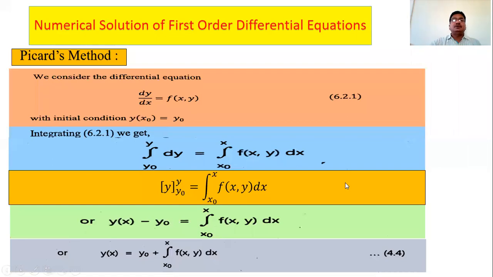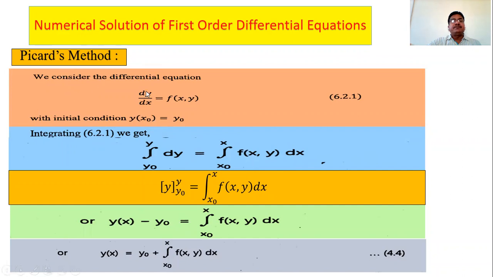Next method for numerical solution of first order ordinary differential equation is Picard's method. This is the second method. The first one is what? The Taylor series method, and this is Picard's method. This is the second method to solve first order ordinary differential equations.